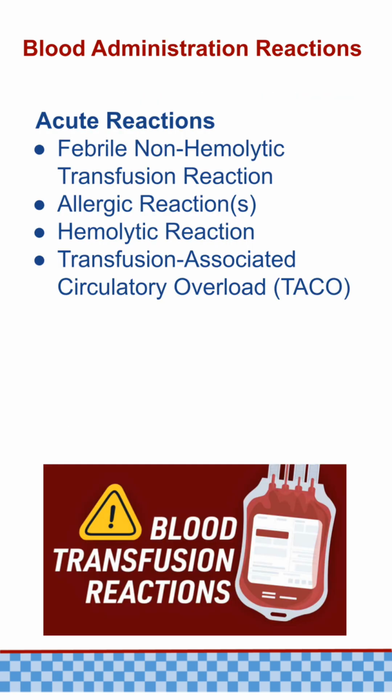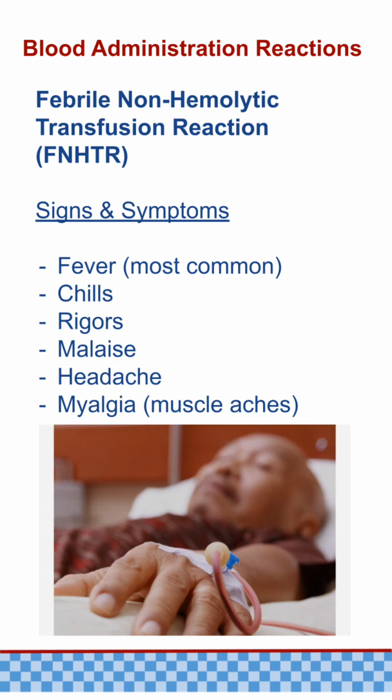Blood transfusion reactions are adverse events that can occur during or after a blood transfusion. They can range from mild and easily managed to severe and life-threatening. In this next section, we will look at these different transfusion reactions that can result from blood administration. We will first be looking at the acute transfusion reactions, including febrile non-hemolytic transfusion reactions, allergic reactions, hemolytic reactions, and transfusion-associated circulatory overload.